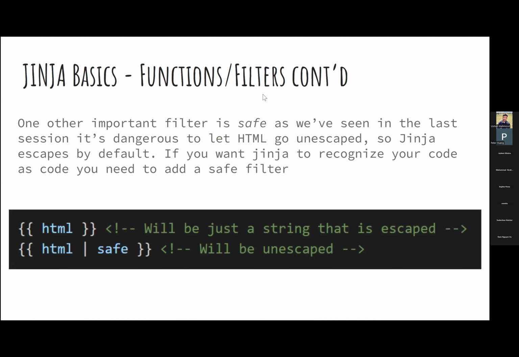Looking at the functions filter continued, one other important filter is safe. As we've seen in the last session, it's dangerous to let your HTML go unescaped. So Jinja escapes by default. If you want Jinja to recognize your code as code, you need to add a safe filter. So this case will be just a string that is escaped, whereas this one is going to make sure it's secured and will be unescaped.